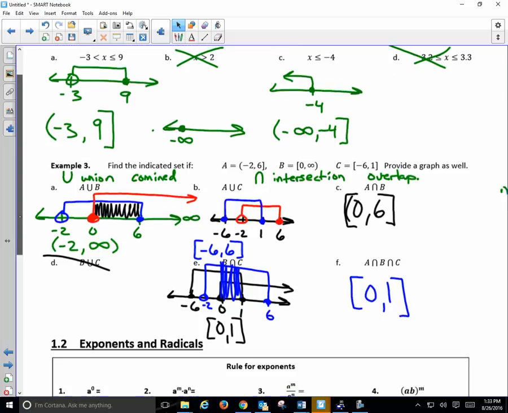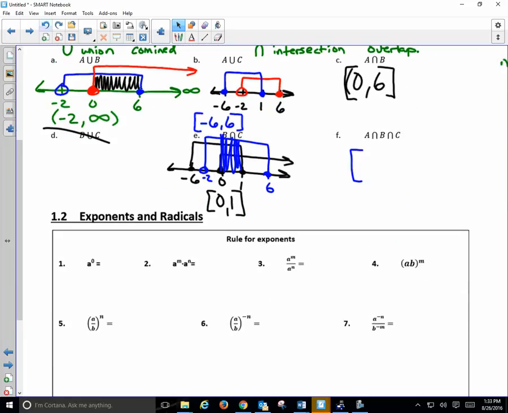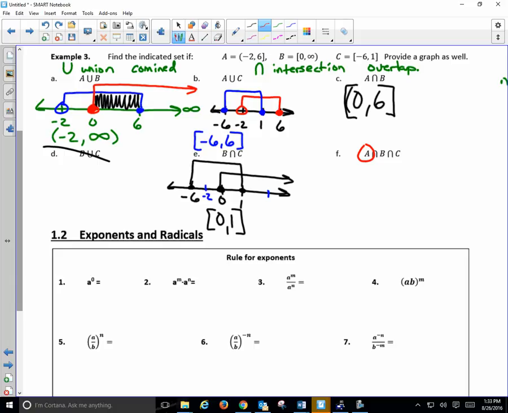So for letter F, if I were to do the same kind of thing here, and I were to then include A, and it says A is from -2 to 6, so open circle and closed circle here. I'm looking at the intersection between all three. And as you can see, the intersection between all three is still right in this region right here, isn't it? So it's still from 0 to 1. So it does not change. Good question. Any others?